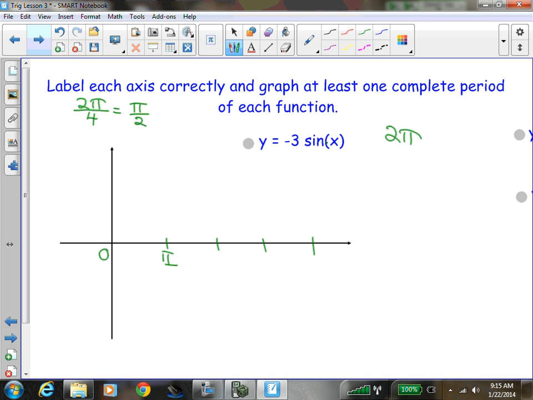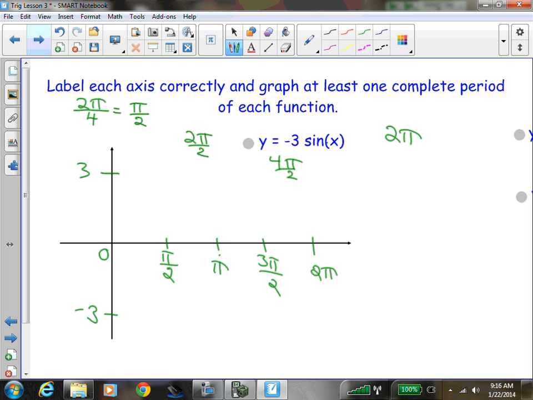Now I'm going to count by pi over 2's. So this is 1 pi over 2. Then this is 2 pi over 2. Now if I write 2 pi over 2, that just simplifies to pi. This is 3 pi over 2. This is 4 pi over 2, and that simplifies to 2 pi. So that's got the x scale. Now, what are the numbers that need to go on the y? 3 and -3.